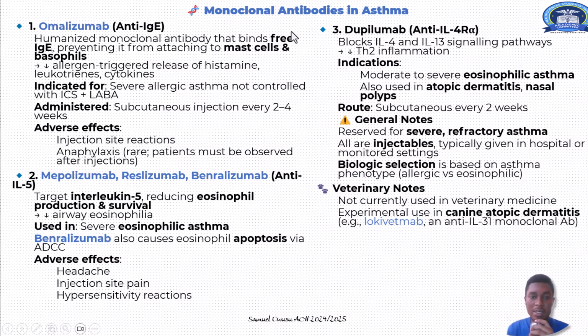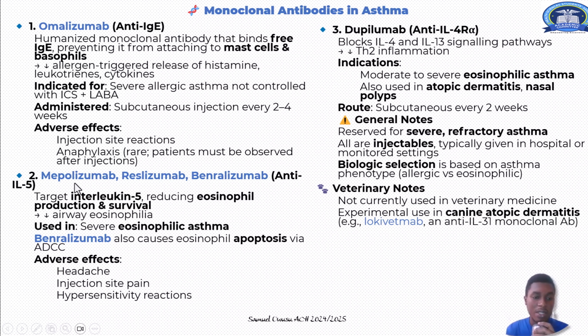The last agents that we talk about are the monoclonal antibodies in asthma management. Omalizumab, like I said, is an anti-IgE, so it blocks the IgE antibody, and that is going to prevent the mast cells from being sensitized or primed, and so that would decrease the levels of leukotrienes and histamines, and in turn we get the effects that we need.